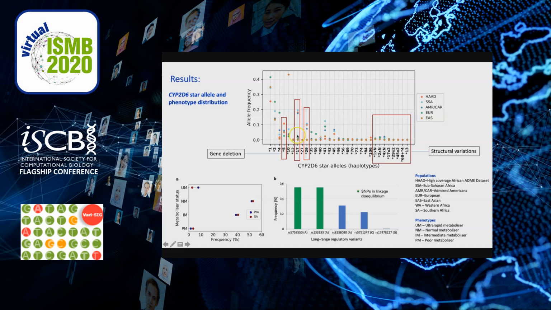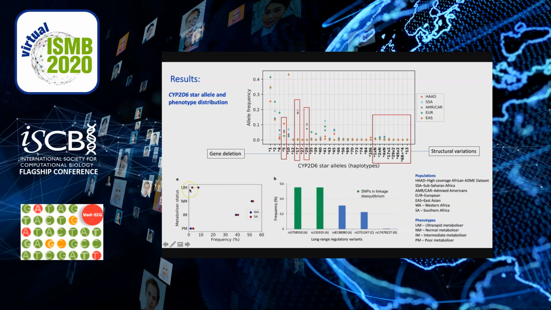And then we also see star17 and star29 being really African specific, but they also have a high frequency in admixed Americans. These two alleles are decreased function alleles, and they are responsible for a lot of the enzyme variability that we see in African populations. And then also here, we see the structural variants, which we were not going to be able to call if we had not used whole genome sequence data and the tools that we used.